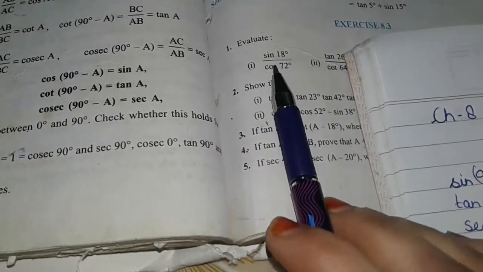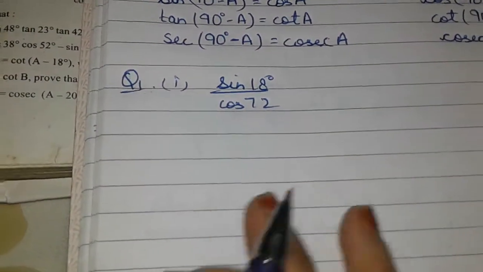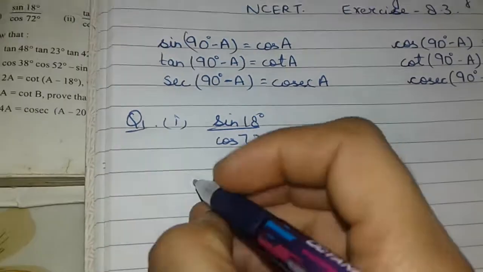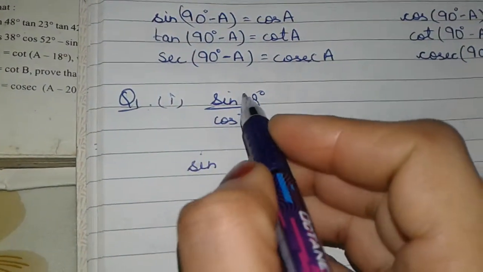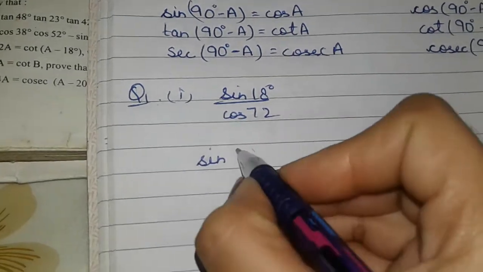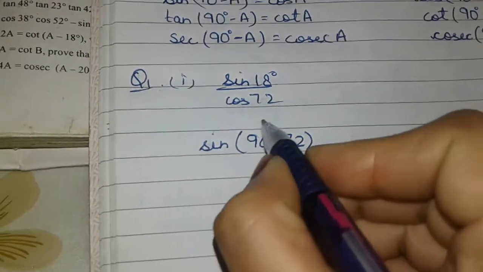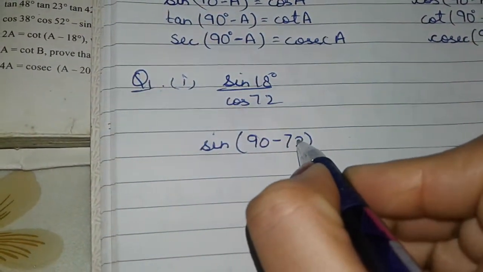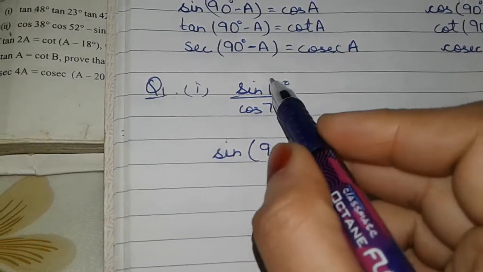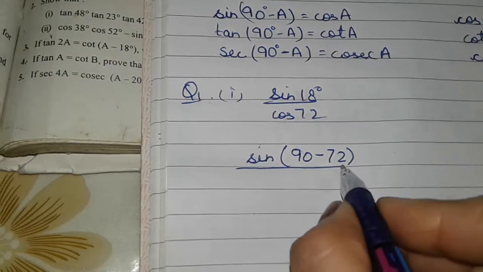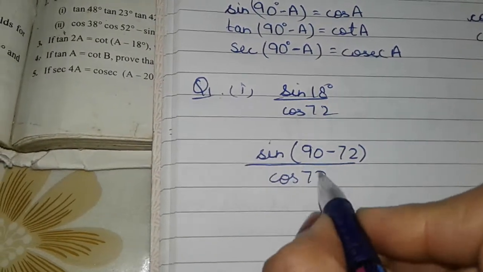First question is evaluate sin 18 upon cos 72. Write down the question. Here is the question. Now, this 18 can be written as 90 minus 72, as 90 minus 72 is 18. So, in place of 18, we can write sin 90 minus 72 upon cos 72.